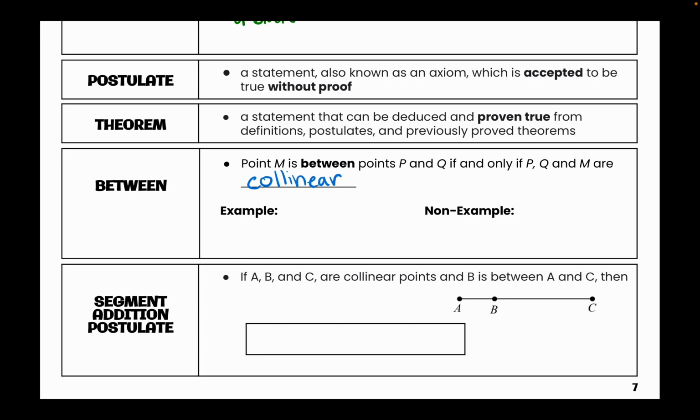So, an example would be a picture. We know that P, Q, and M are all collinear. Then we know that M is between P and Q. A non-example would be, here's our P and Q, and then we have M up here. So technically it's between the 2 points, but it needs to be on the line. It needs to be collinear.